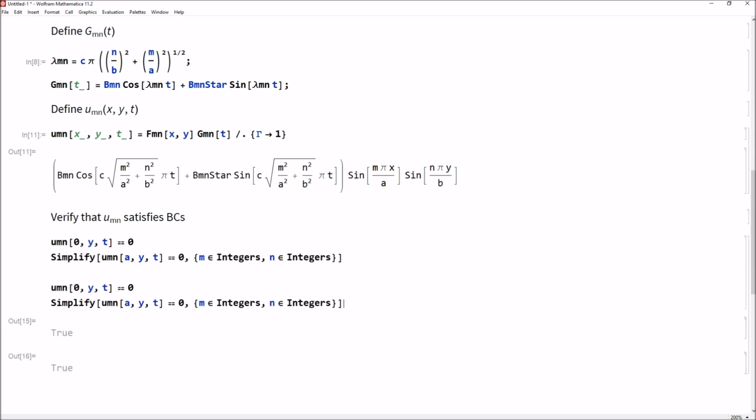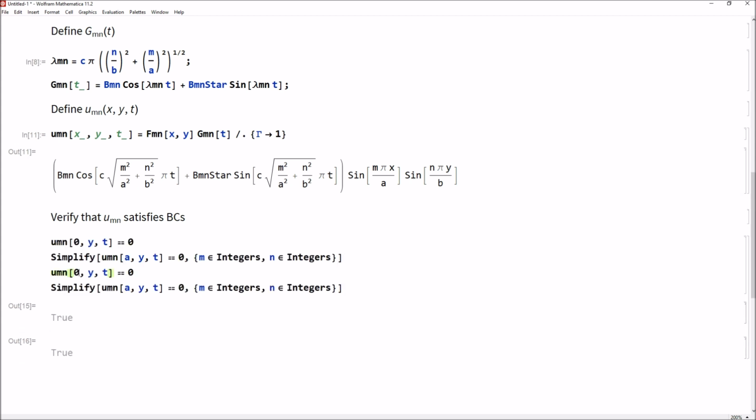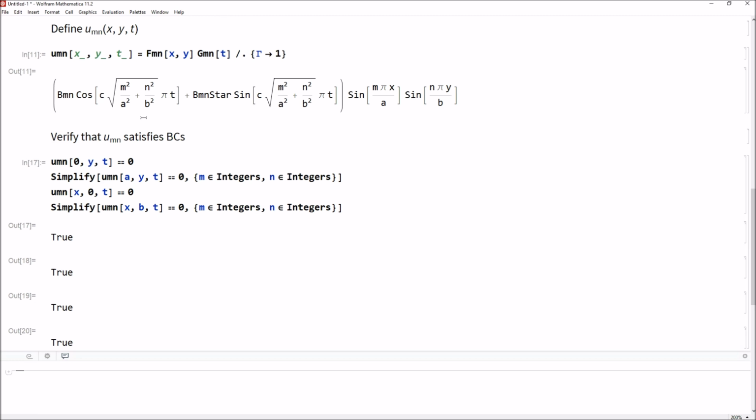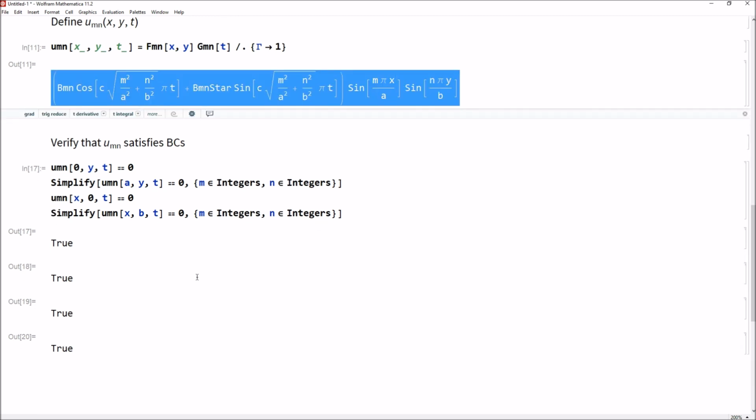So let's copy this and do something similar for the top and the bottom here. So here's the bottom of the system, and here's any x and y equals b. Yeah, there we go. True, true, true, true, true. So this solution here definitely satisfies the boundary conditions.